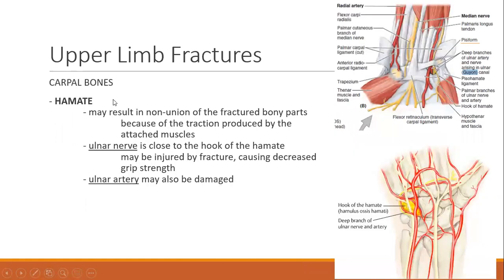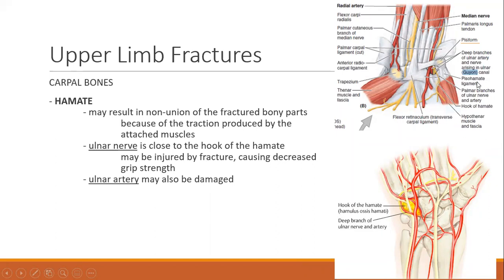All right, so hamate with its hook. You can see here's your hook of hamate, and you can also see here is a nerve and blood supply going through the hook of hamate. So you can actually damage your ulnar nerve if you break your hook of hamate.